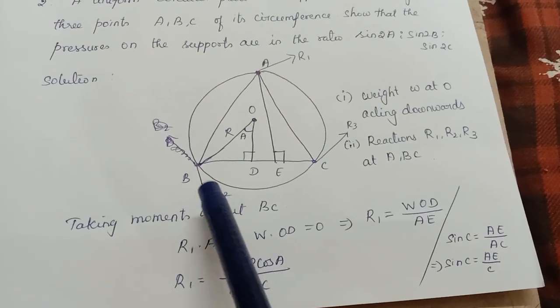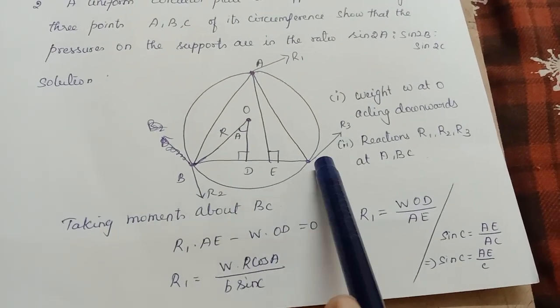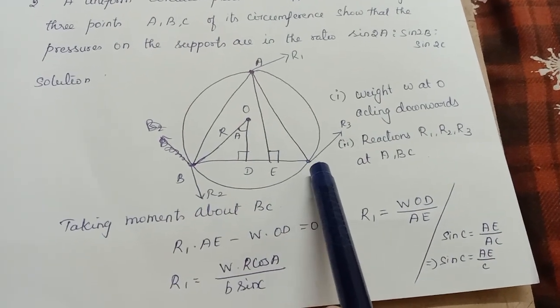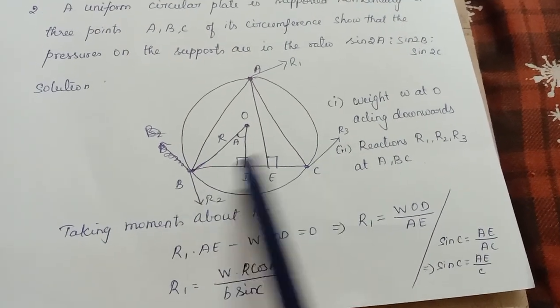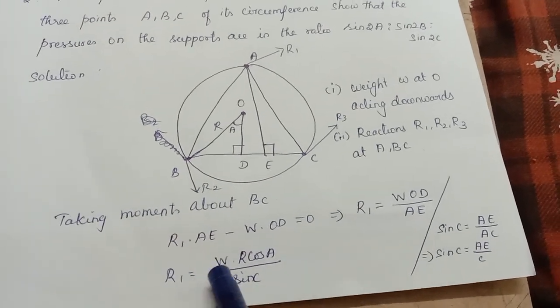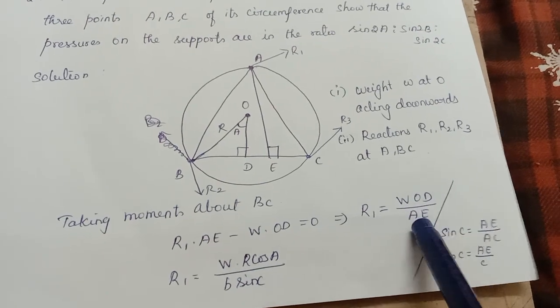Right, okay. What about R2 and R3? Their moments are 0 because they are acting along this line BC, no? So their perpendicular distance will be 0. Therefore, both the things vanish. Only these two terms we have. So from this, what do I have? R1 equal to W into OD by AE.